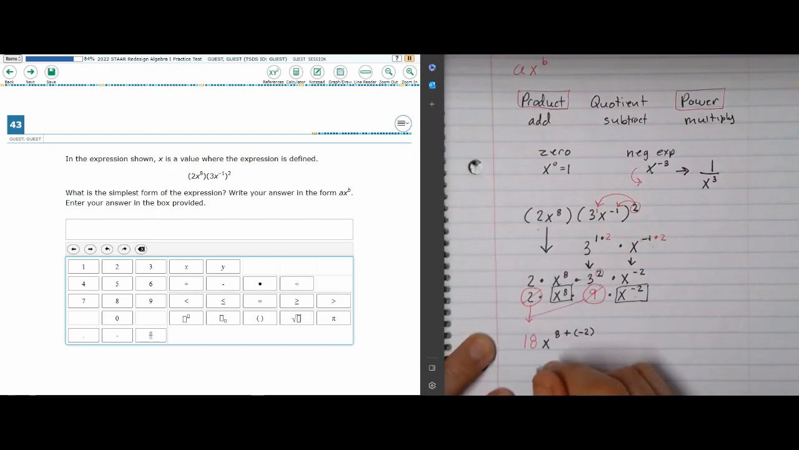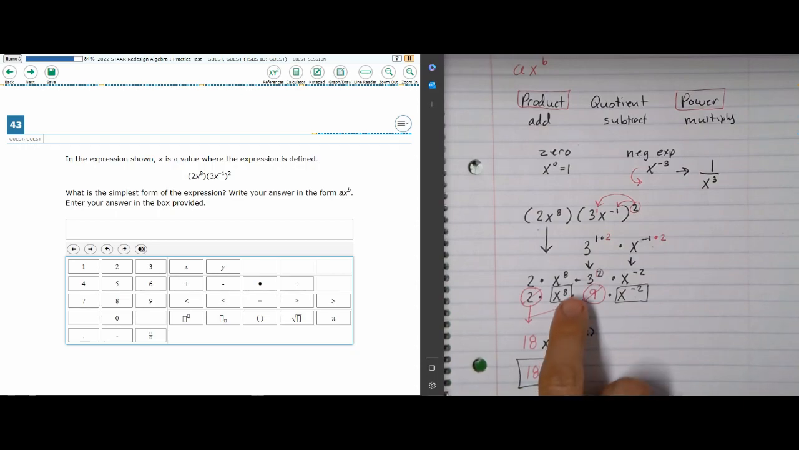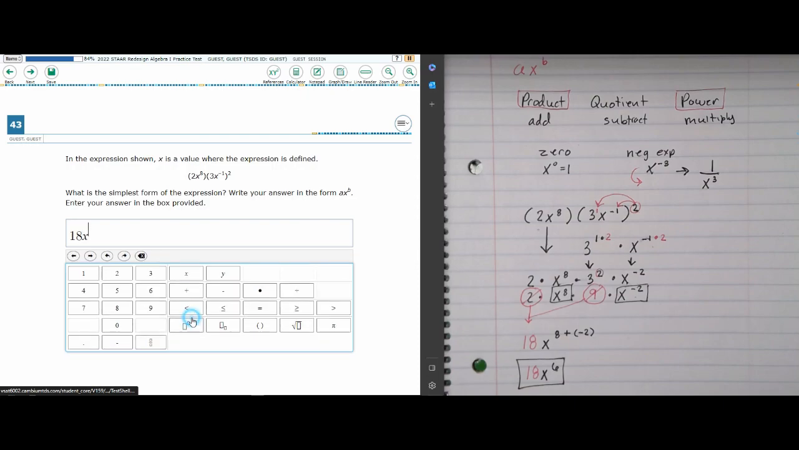So my final answer here is going to be 18x to the power of 6. And that is my final answer. This is simplified. We have done all the multiplication with the numbers to get a final answer, and we have combined similar bases by adding their powers. So we'll type in 18, I'll put my x to the power of 6, and that's my final answer.